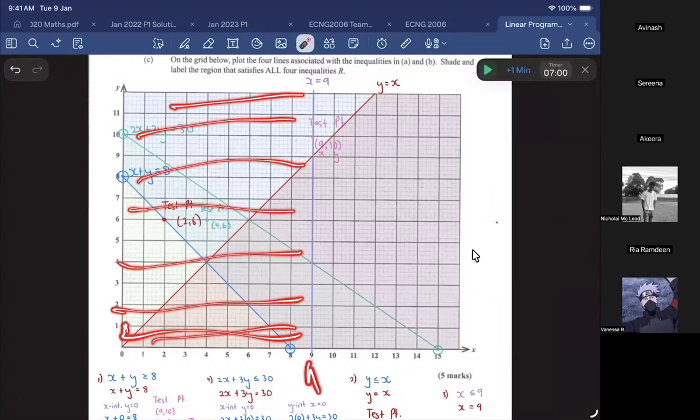So over here, x is 9, right? If I shade in that direction, would it be less than 9? Yeah. Okay.